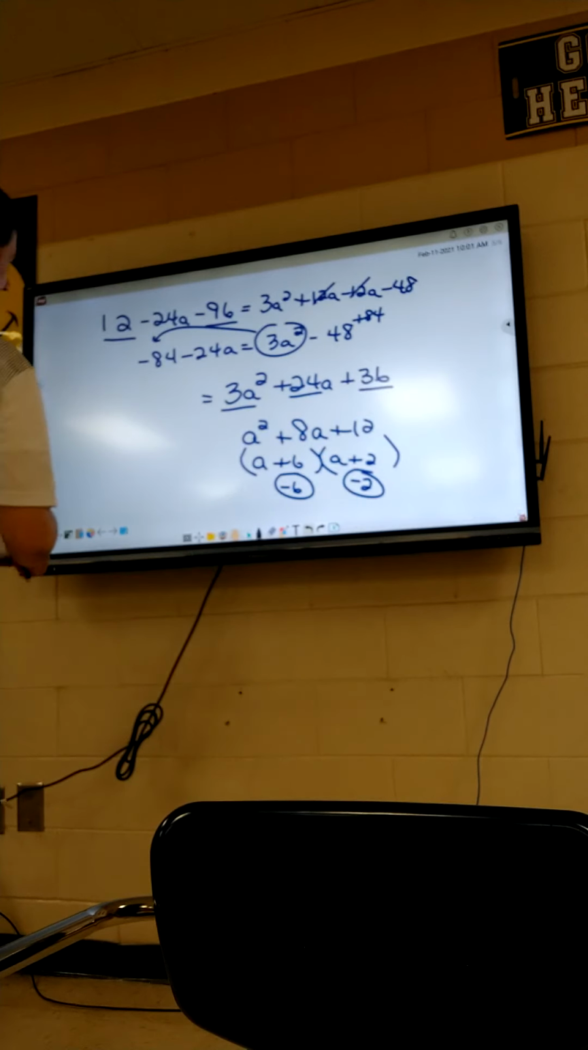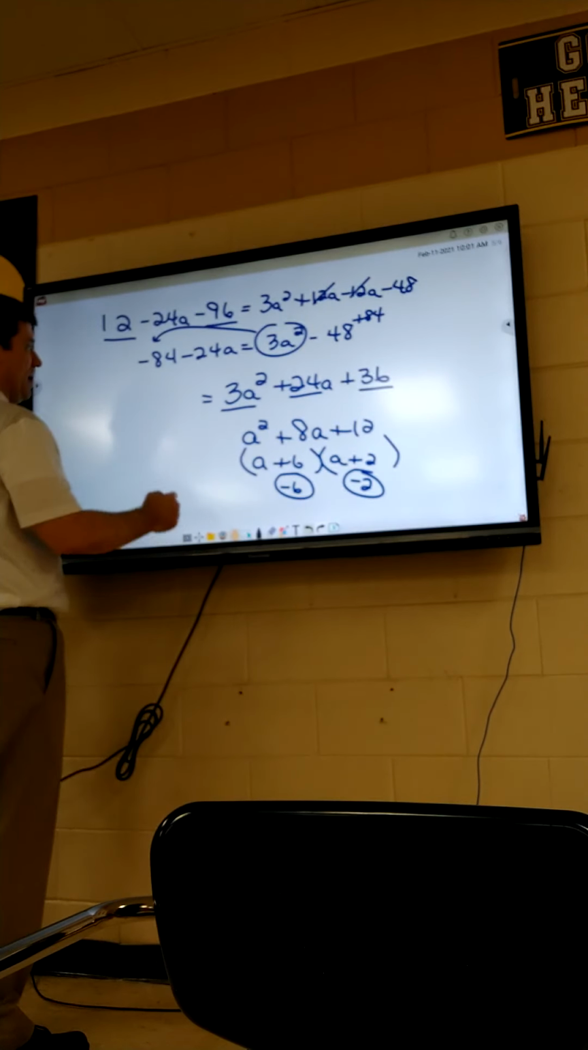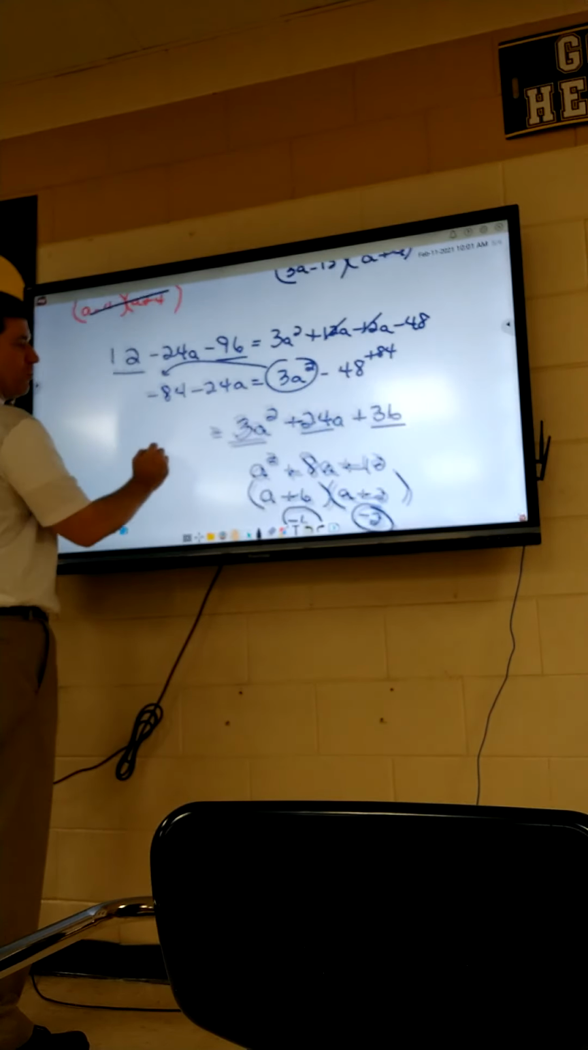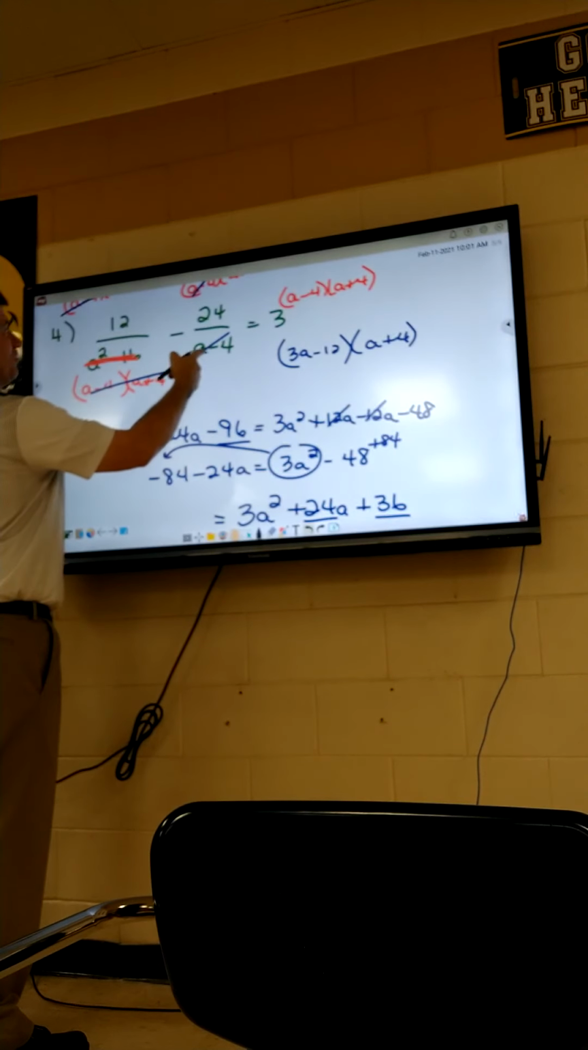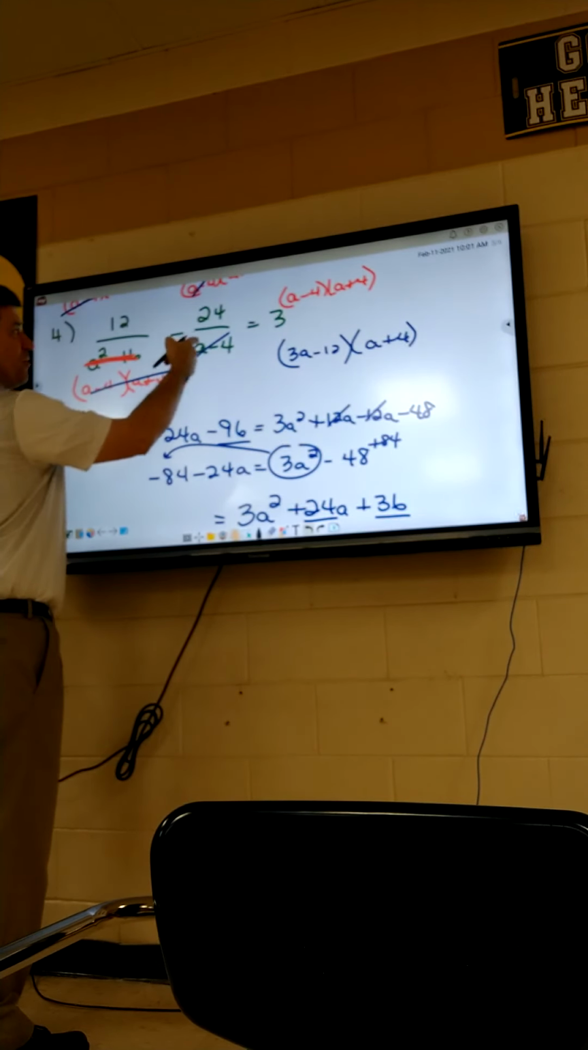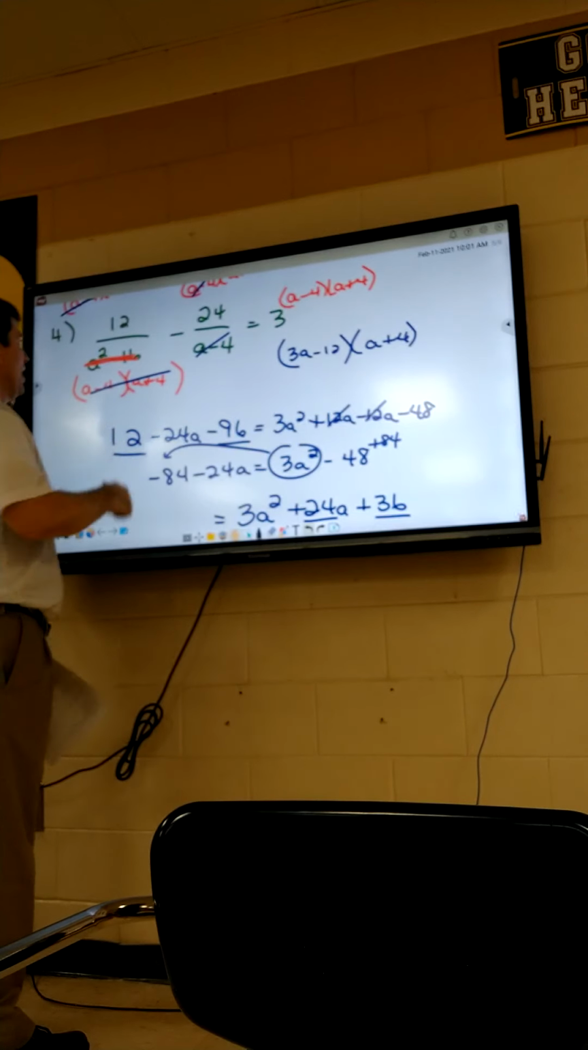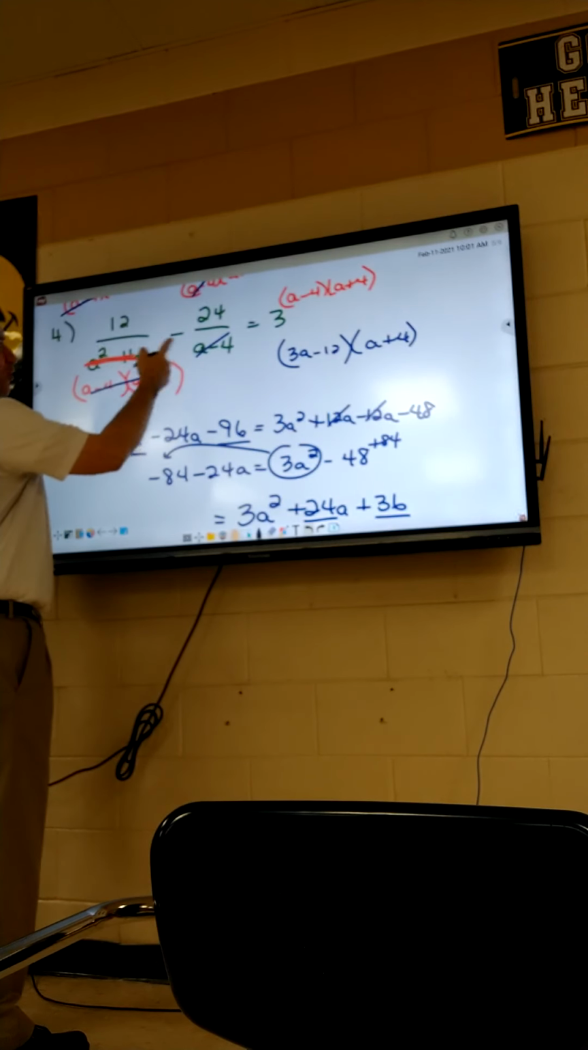How do we know if it doesn't work? Okay. It cancels it out. Yeah, if it makes the bottom 0, it doesn't work. So the only thing here that wouldn't work would be 4. Because 4 minus 4 would give you a 0. You can't have that. And 4 squared is 16 minus 16. So 4 wouldn't work on either one of them.